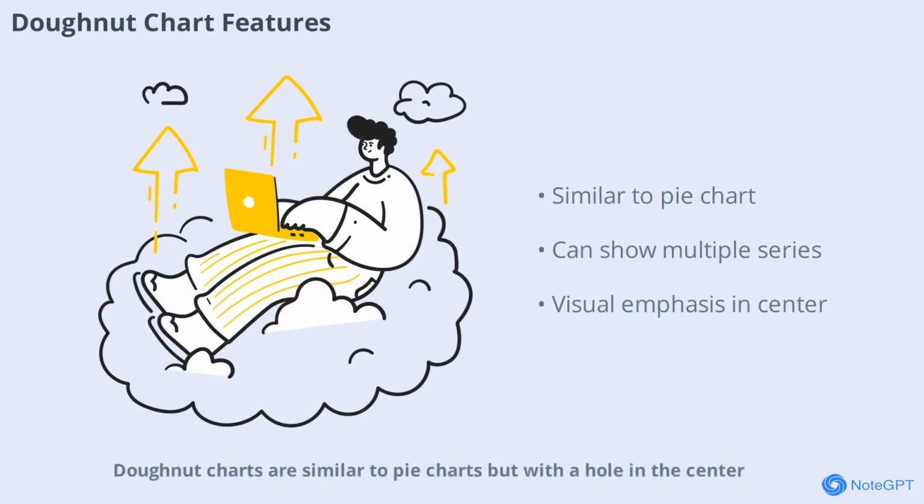Doughnut charts are similar to pie charts but with a hole in the center. This design allows you to display additional information or multiple data series. Doughnut charts are useful when you want to compare several sets of data or add a visual emphasis to the center. They're often used for showing progress, completion rates, or layered data in a visually appealing way.